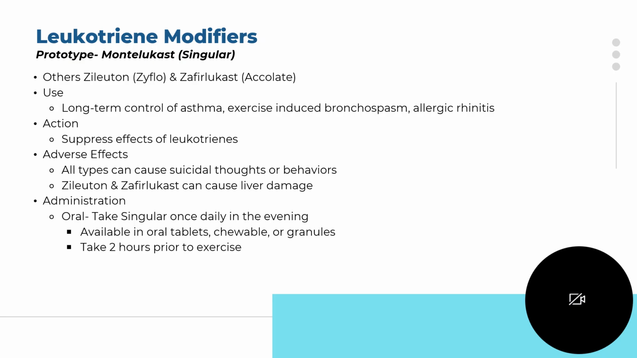To administer this, they take it once daily in the evening. It can be in oral tablets, chewable, or in granules. The granules, they can mix up and put in ice cream, pudding, applesauce, whatever, and take those. And if they're using it to treat exercise-induced bronchospasm, it needs to be given 2 hours before exercise in order for that to be effective.